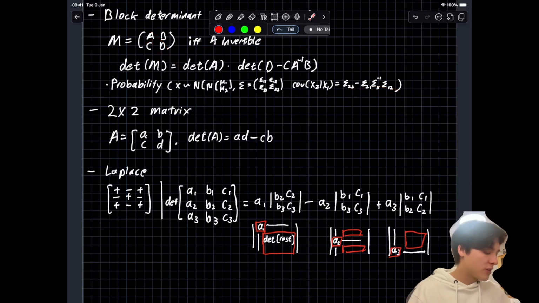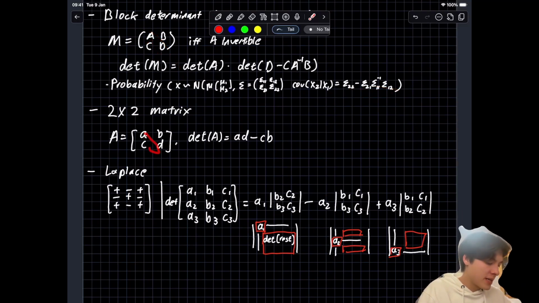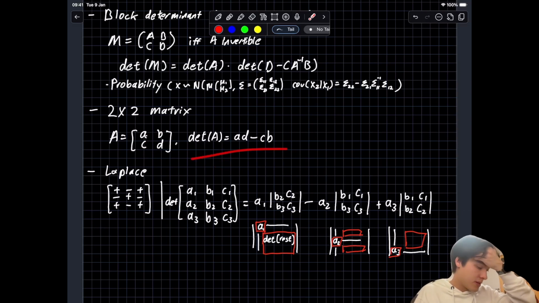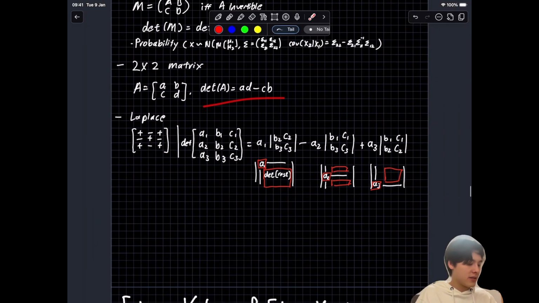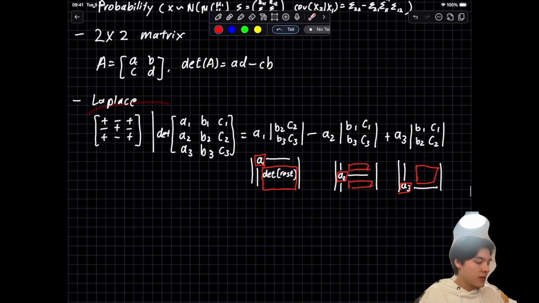If we have a 2 by 2 matrix, it's simple, it's AD minus CB. And then this, I like using this to calculate, it's the Laplace expansion. So these are the signs again, plus, minus, and then we always switch signs.